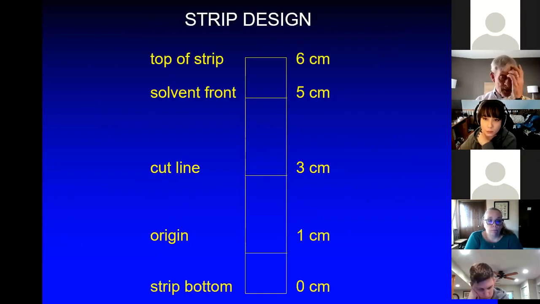This is what a strip looks like. It's about 6 centimeters long, maybe 7 or 8 millimeters wide. And the most important points are this bottom line here. The one is a little too high on the chart, but the bottom line is the origin where we spotted the strip. There's a cut line, and then there's a solvent front. So we put the strip in the tank with about 1 milliliter of the solvent. The solvent climbs up the strip, affects the separation. When the solvent reaches the solvent front line, we pull the strip out and immediately cut it on the cut line. The cut line is not always in the center, but usually it is.